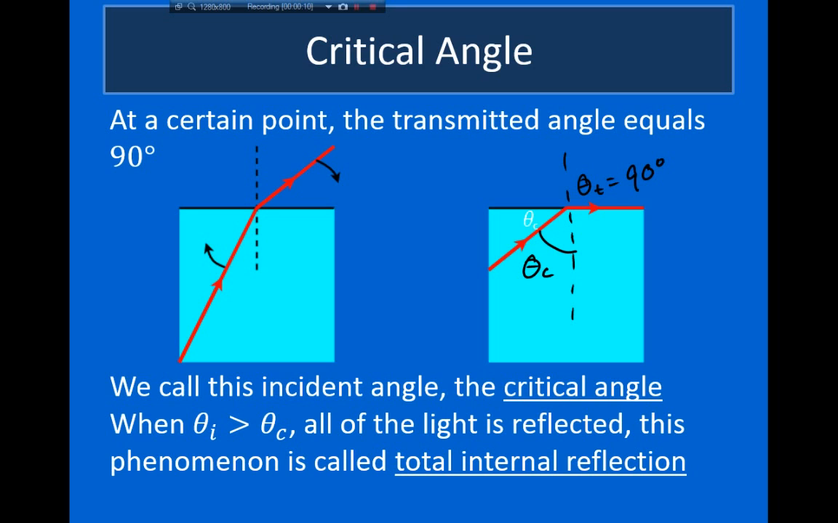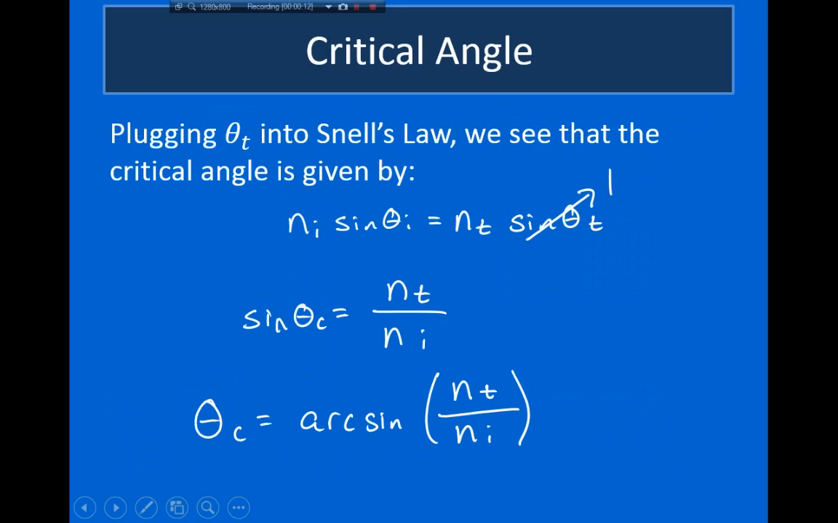Another way we can see this is by looking at this formula right here. Now, because sine of theta is always between -1 and 1, and in particular because theta is between 0 and 90 degrees, sine of theta is always going to be between 0 and 1.